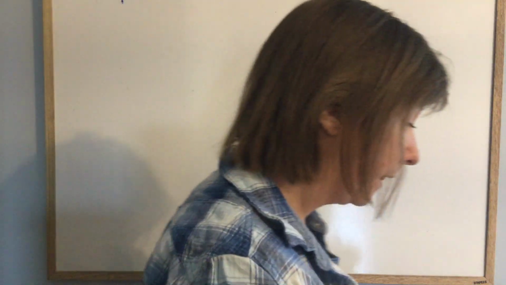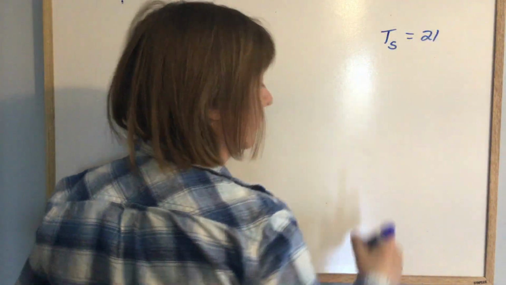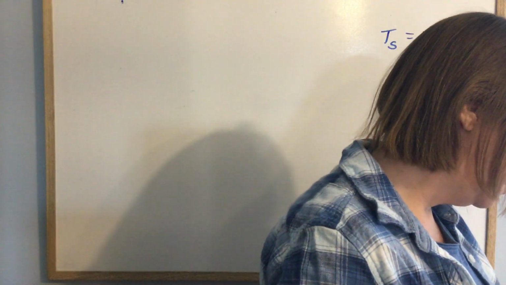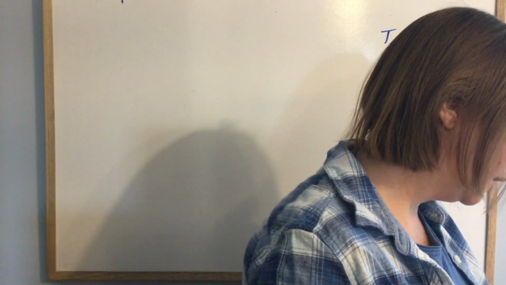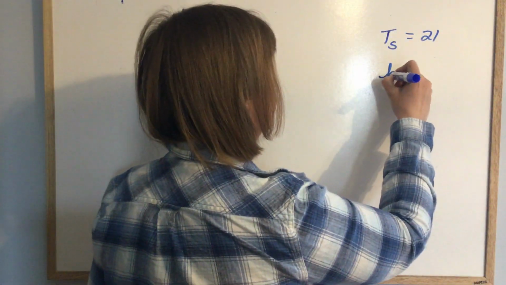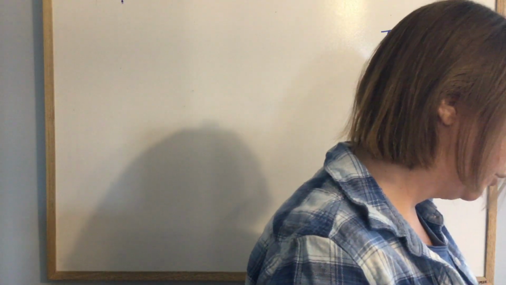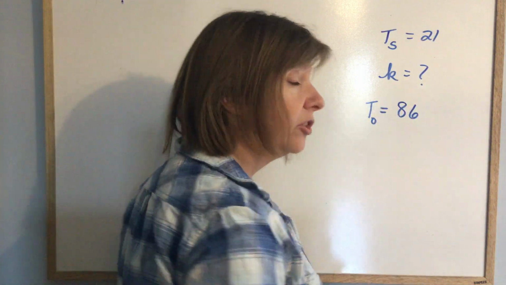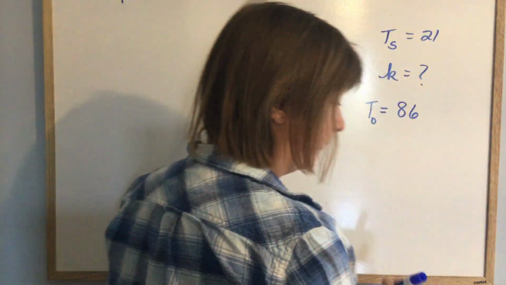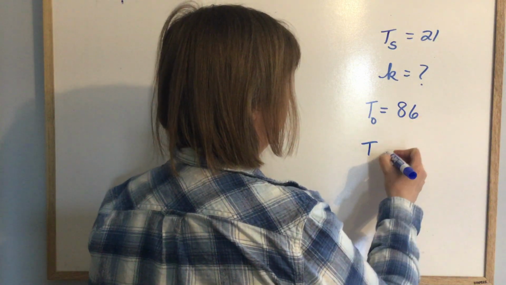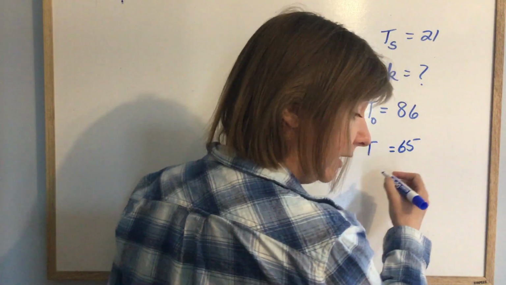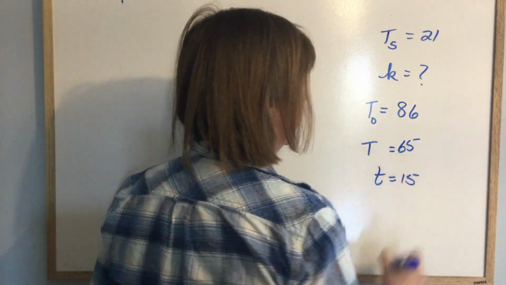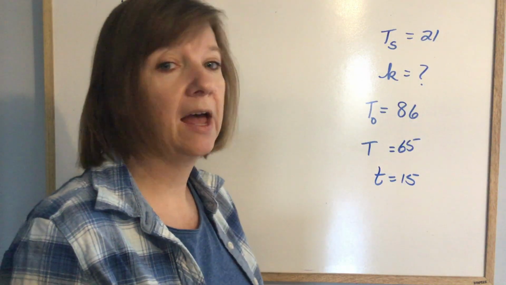Number two, you have a cup of hot chocolate with a room temperature of 21 degrees, so that is the surrounding temperature. And it cools according to Newton's law of cooling. Determine the rate of cooling, so we're actually looking for K, of the hot chocolate, if it cools from 86 degrees Celsius, so that would be like my original temperature, down to 65 degrees Celsius, so that would be like my final temperature, in 15 minutes. My time is 15 minutes. So you can leave it in minutes if you want. It doesn't have to be in hours.